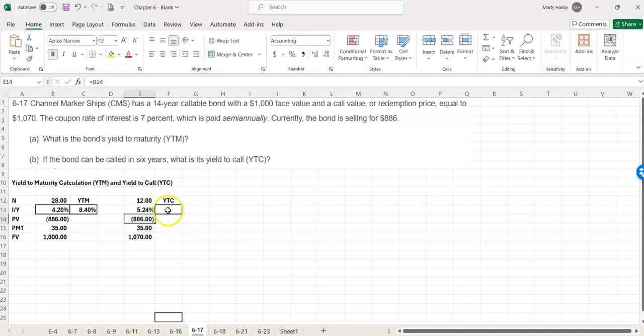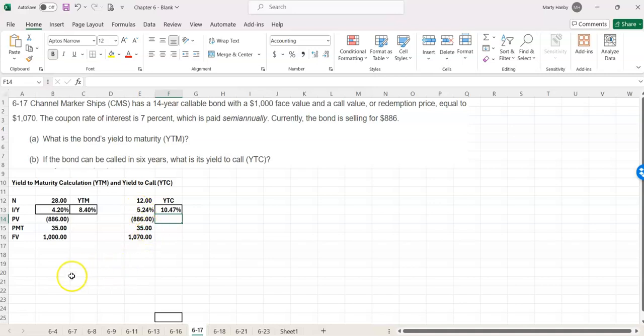So 5.24%. The rate's going to be even higher. Again, that's a semi-annual rate, so we have to multiply it by 2 to get the yield to call, 10.4%.